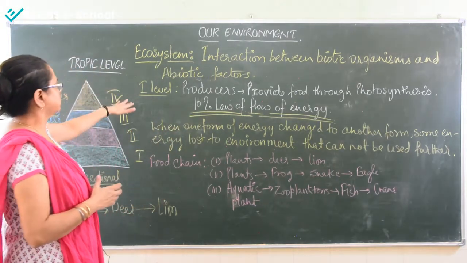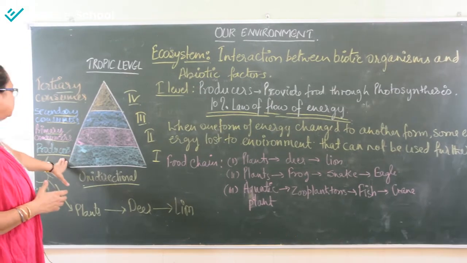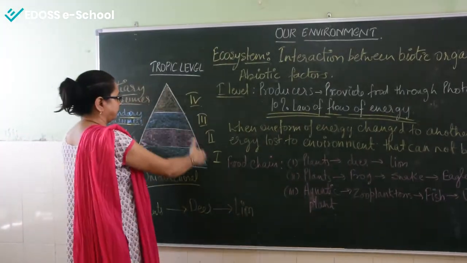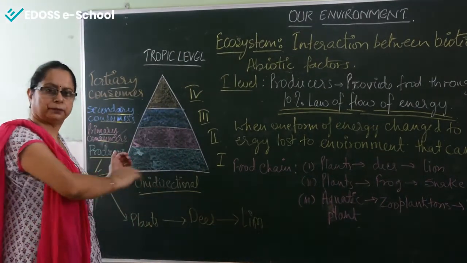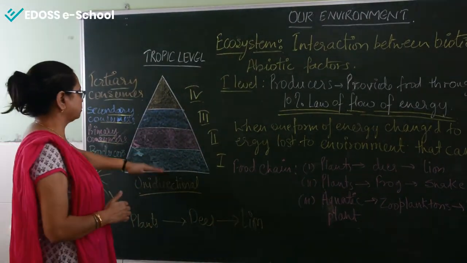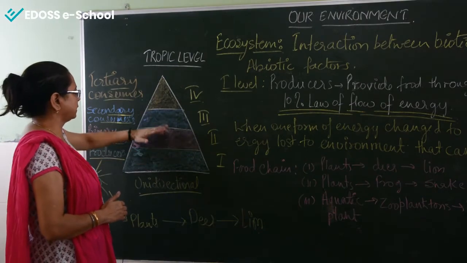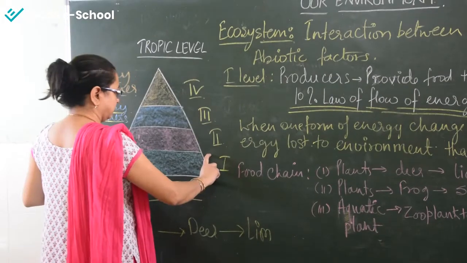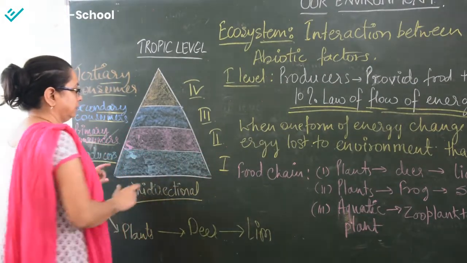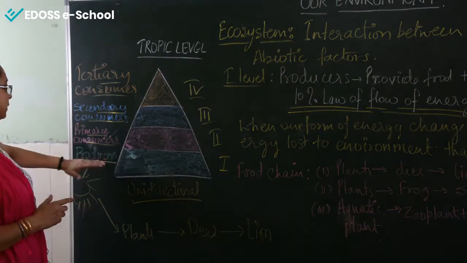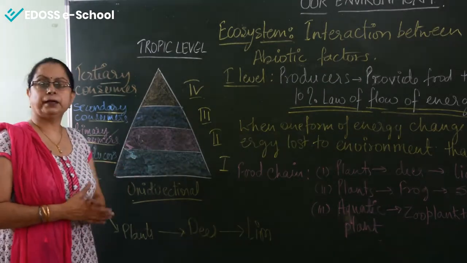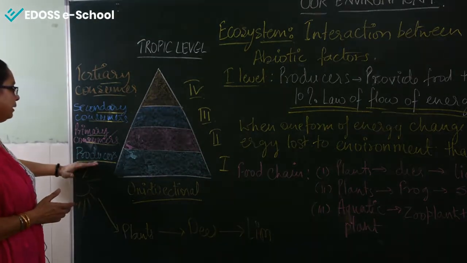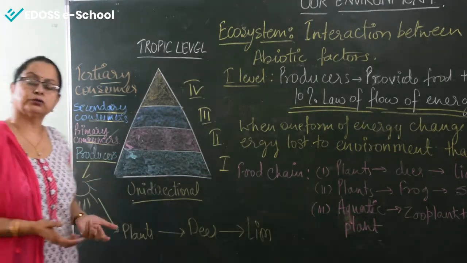Now after ecosystem, we consider the trophic level. Trophic level always exists in the pyramid shape. Why? Because it has actually four levels: first level, second level, third level and fourth level. The first level, shown by the green color, consists of all the green plants. That means on the first level of the trophic level, all the green plants, or the producers, or the autotrophs come.